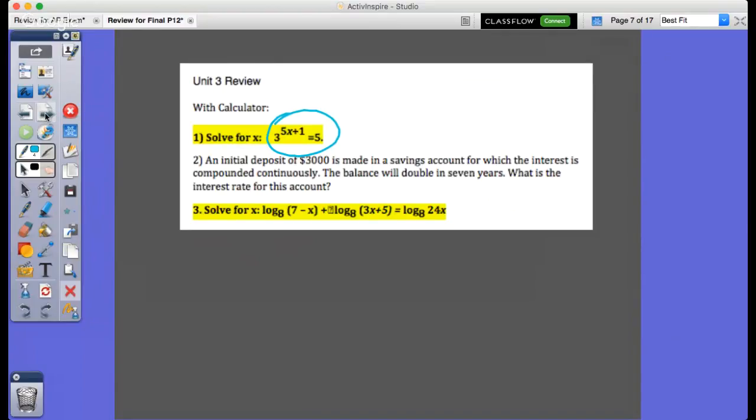Unit 3. What would I do on number 1? Take the log on both sides. Very good. On number 2, what type of formula would be used? It's continuously, so A equals Pe^(rt). Nice. And we remember that because it's compounded continuously, right? Wait, you didn't say the numbers on that one? The answer? Yeah, absolutely. I think I've got it right here.